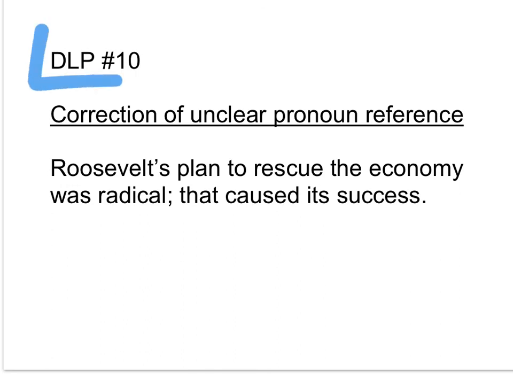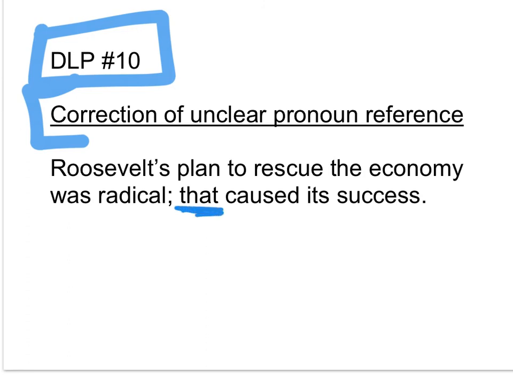All right, please copy down DLP number 10. Copy correction of unclear pronoun reference. So the sentence is, Roosevelt's plan to rescue the economy was radical. And remember, we have a semicolon there because we're combining two independent clauses. That caused its success. All right, so I'll tell you here that is the unclear pronoun. That is the unclear pronoun that we're working with.